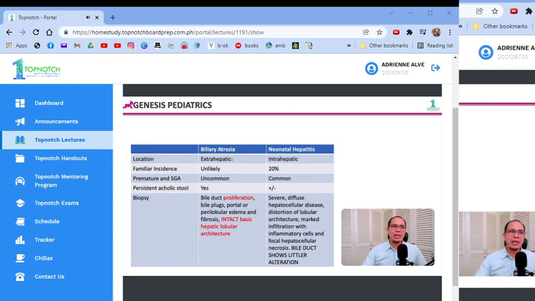So please remember that biliary atresia is extrahepatic, neonatal hepatitis is intrahepatic. Okay, familial incidence, namamana, mas common siya sa neonatal hepatitis. Prematurity and small for gestational age, mas common sa neonatal hepatitis. Persistent alcoholic stool, ang biliary atresia tuloy-tuloy. Ang neonatal hepatitis, ang alcoholic stool nila on and off. Okay. And of course, again, we go to the biopsy.